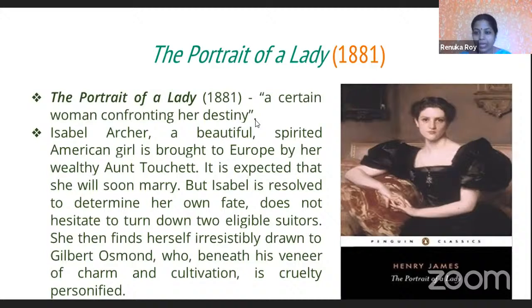He is very prosperous. He has got money. He has got fortune. He is from an aristocratic family. And he would have been the best husband for Isabel. But she has some notion, and justification for that could not be found. And she outrightly declines Lord Warburton, who remains her admirer and well-wisher throughout the novel.